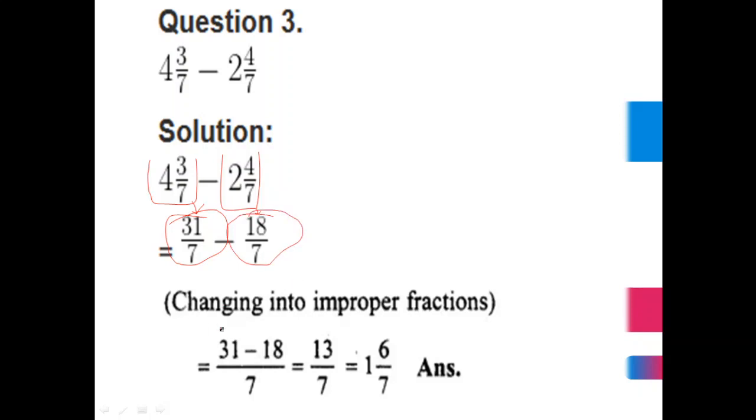And then after that we solve. We have to solve directly because now they are like fractions. So 31 minus 18 upon 7, we are getting 13 upon 7. 13 upon 7 is an improper fraction, so we have to convert it into a mixed fraction.